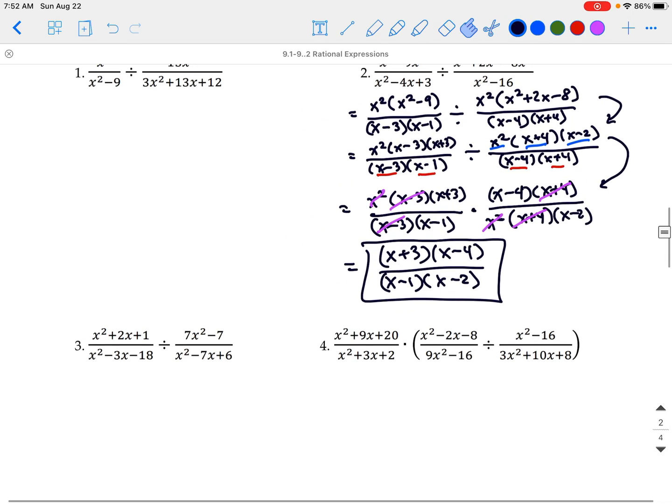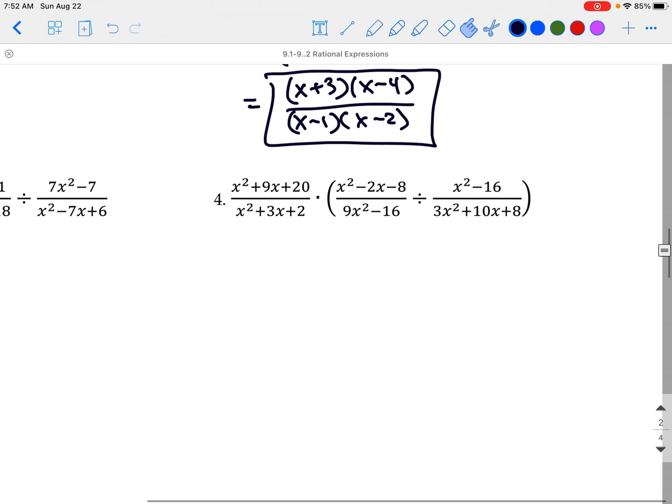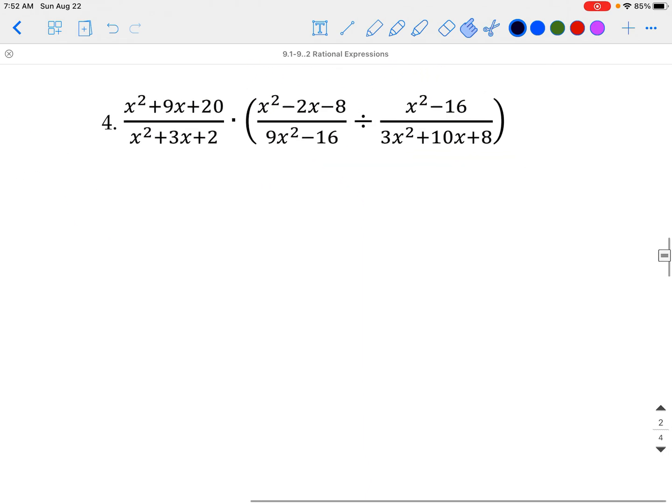All right, so we'll go ahead and jump down to number 4, since this one's probably the most complicated of the grouping here. So again, we've got multiplication and division going on here. So we're going to need to be extra careful. So we'll go ahead and start by factoring. There's going to be lots of things to factor. So for our first expression, x squared plus 9x plus 20, looks like, let's see, we're going to have x plus 4 times x plus 5.